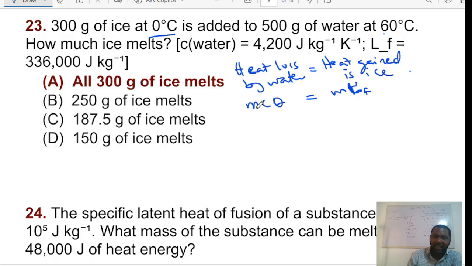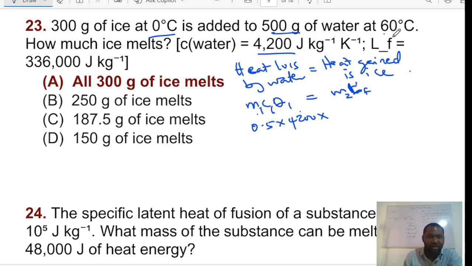So this is for water. Let me call it m1 c1 theta 1 to differentiate them. This is m2. So this is the mass of the water. The mass of the water is 500 grams, which is 0.5 kilograms. Then specific heat capacity of water is constant, 4200. Then times the temperature change of water. The water was at this temperature.